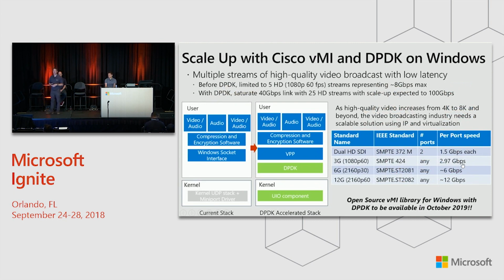Now, the problem that Cisco had with their existing library, which is called VMI, was that when they used the Windows networking kernel stack, it actually had too much latency. There wasn't enough throughput available to push more than about 5 HD streams across, and they could only get about 8 gigabits per second. So even if they had a 40 gig NIC card or a 100 gig NIC card, they were still bottlenecked by the host kernel networking stack itself.